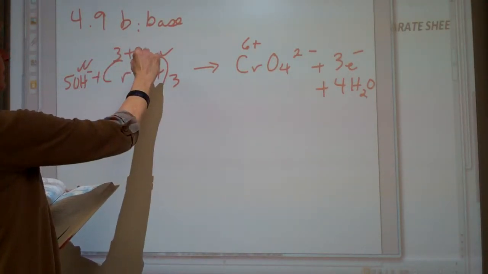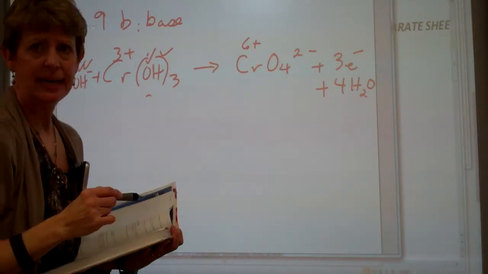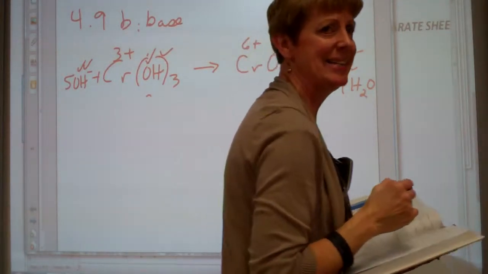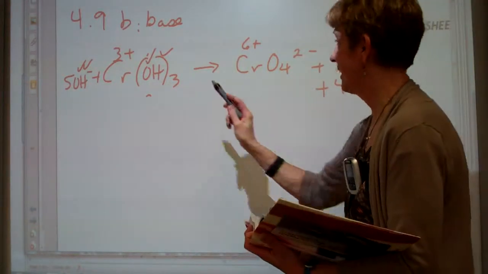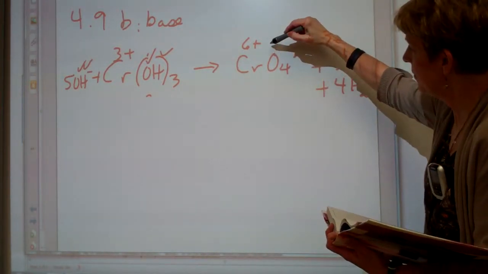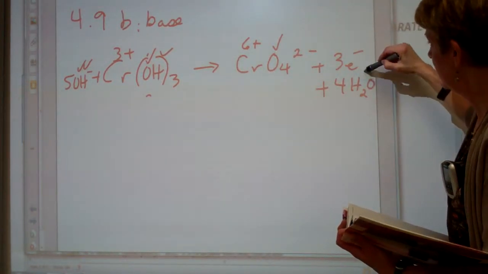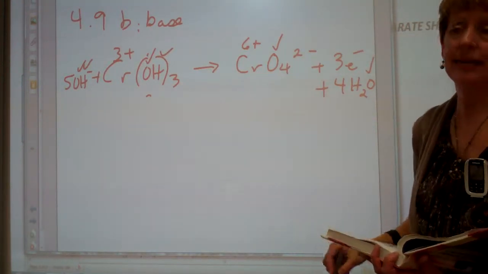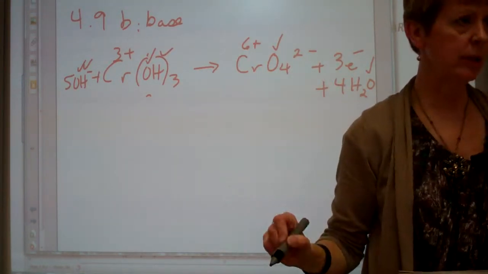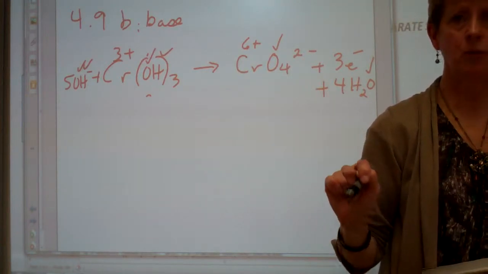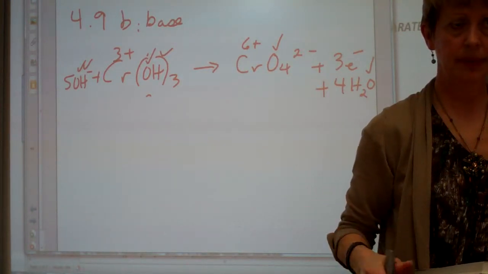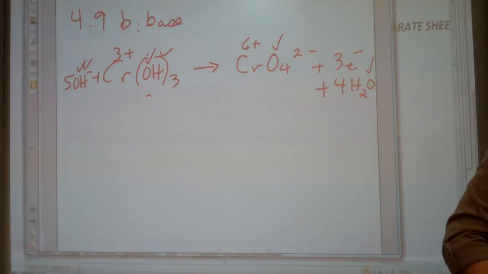Wait, how many? 5 and 3 is... oh, wait a minute. 8. Oh, wait, there's 8. I didn't see the 4. My bad. Okay, I know, you got to remember that. So how many over here? How many on this side? 8. If it doesn't come out like that, you did something wrong.